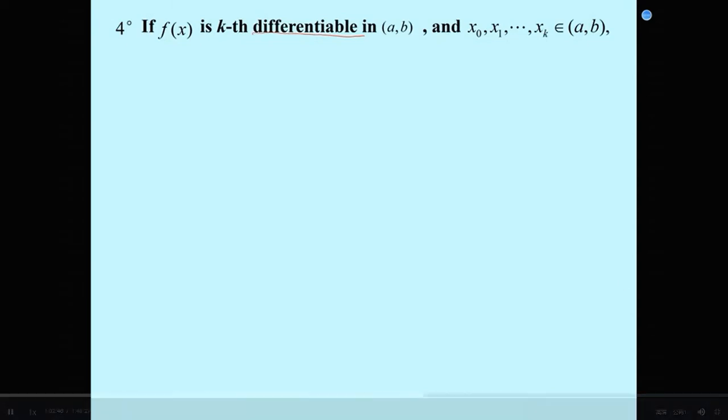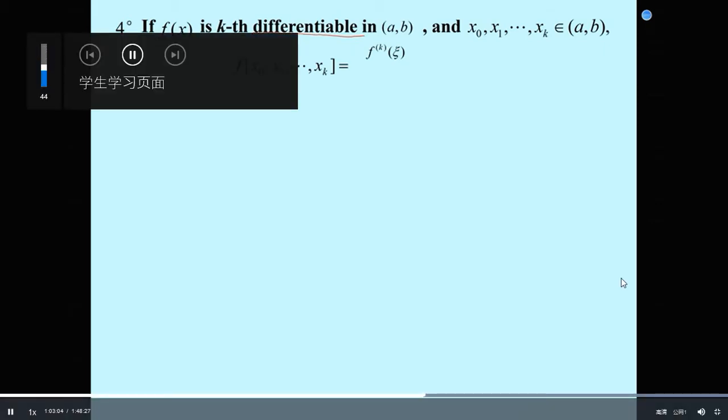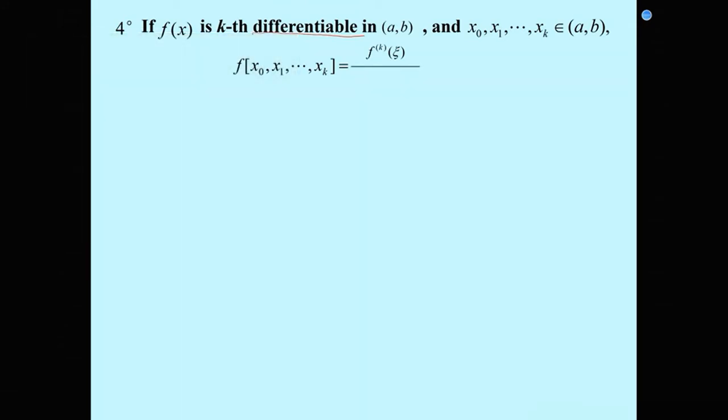x0, x1 to xn also belongs to the interval AB, then the k's order divided difference is equal to the k's order derivative at some c divided by k factorial. So that means this is a relation between the divided difference and the derivative. Is it okay?